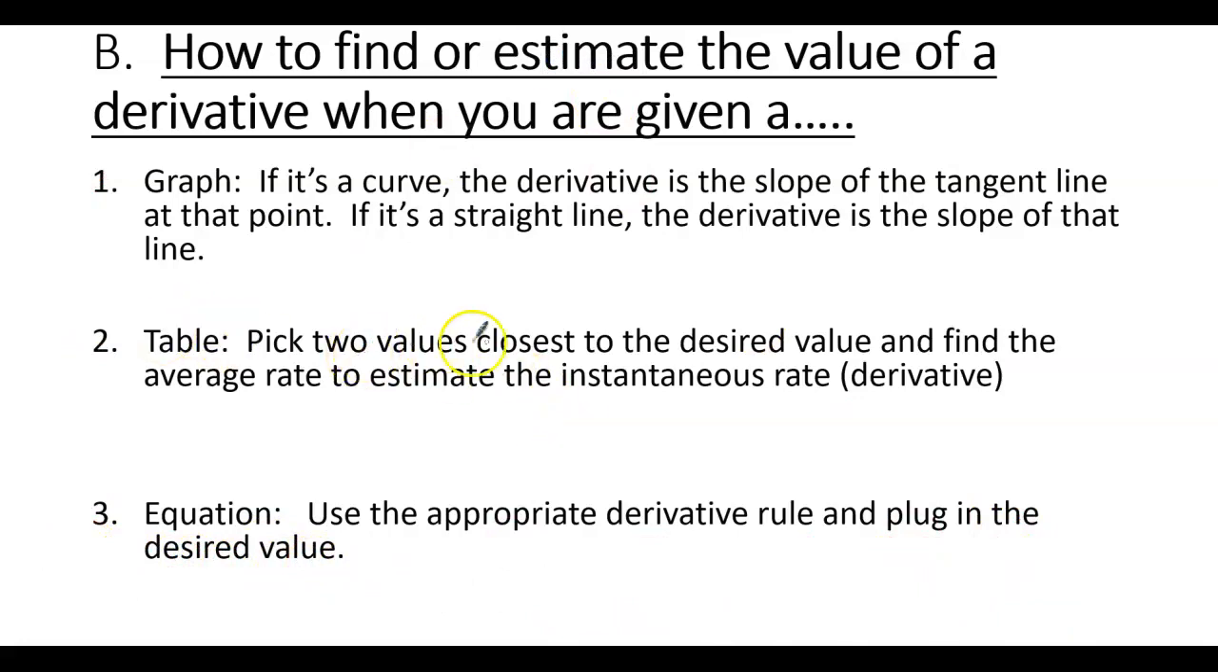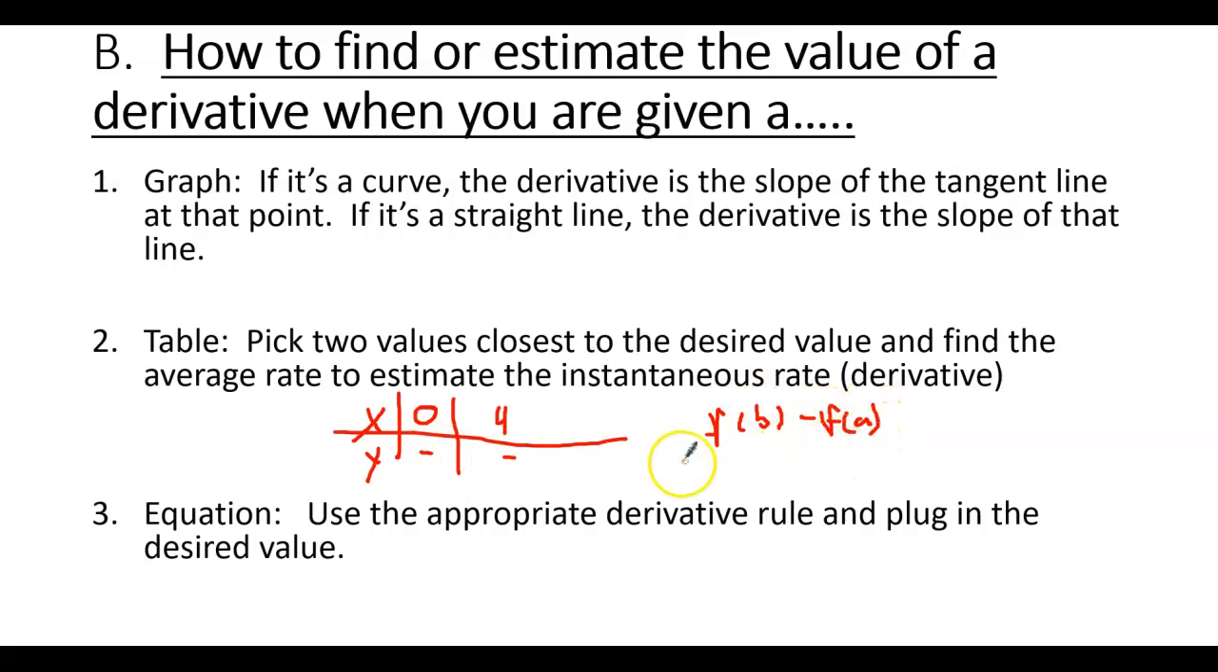But whenever you have a table, you can't get the actual value. So what you end up doing is you end up picking two values that are really close to the one that you want, and you do the f of b minus f of a thing. Write that out real quick. So with a table, you're not getting an exact answer for the instantaneous rate of change. What you're doing is you're getting an estimate of the instantaneous rate of change by doing the average rate of change using 2 points that are closest to the point they're asking about.